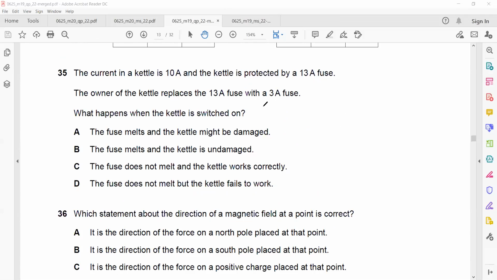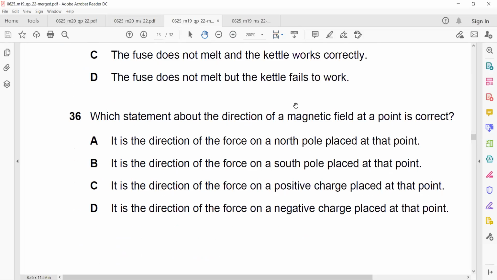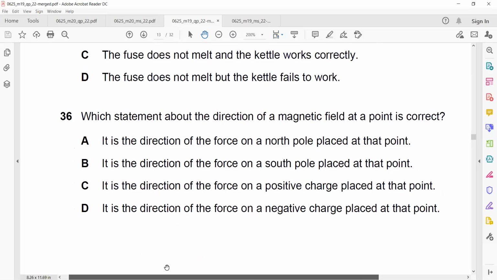It might be damaged, that is showing a possibility, but why can it not be damaged? Because the fuse melts, so the current is not able to enter the kettle. As there is no current in the kettle, it is not possible to damage the kettle. There is not even a possibility that the kettle might be damaged.